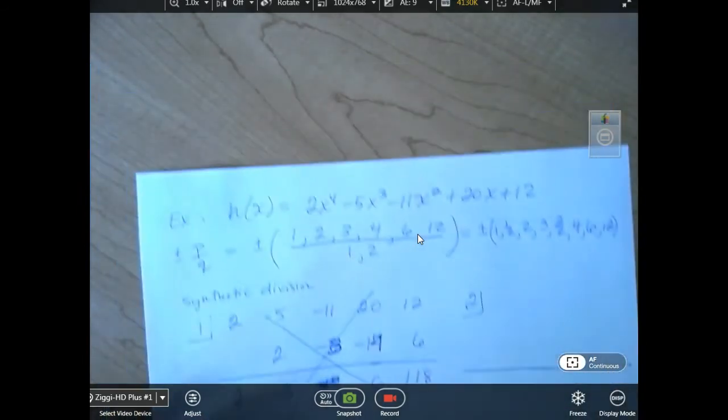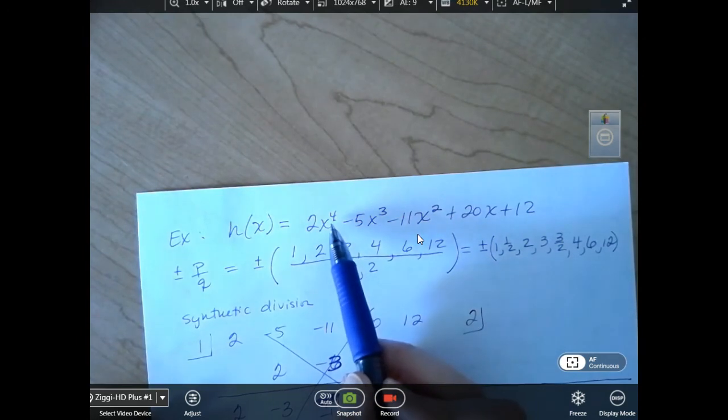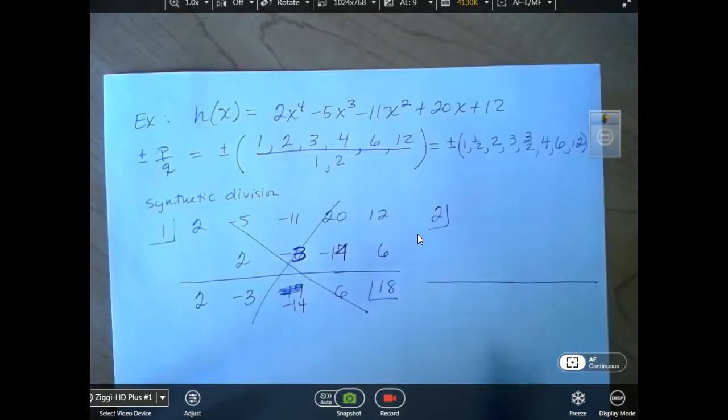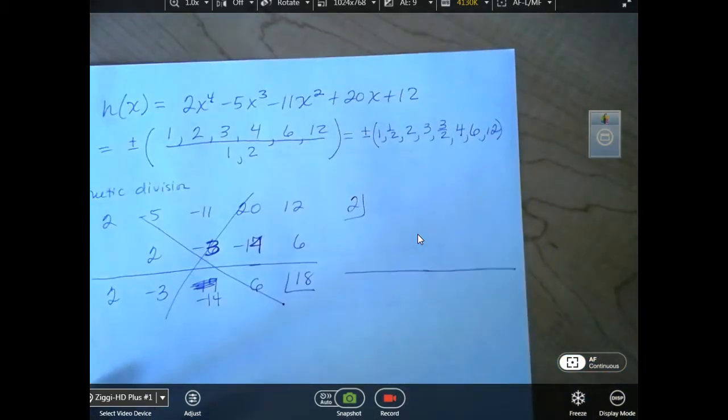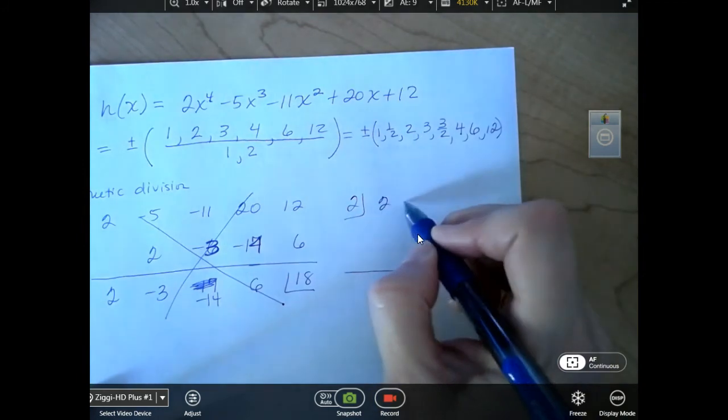Now, I want to kind of point out something. A degree of 4 means that I could possibly need to find 2 rational roots to do synthetic division, because I need to get it down from a degree of 4 down to a degree of 3 and then down to a degree of 2. So let's try our 2 here.